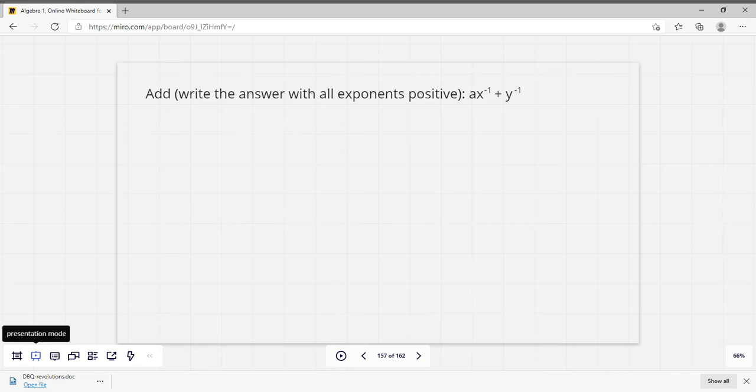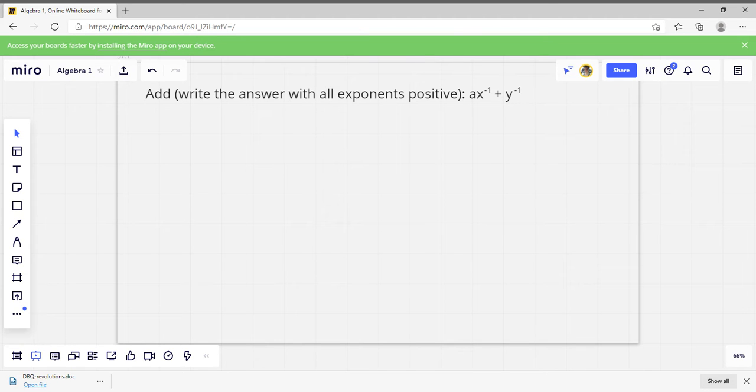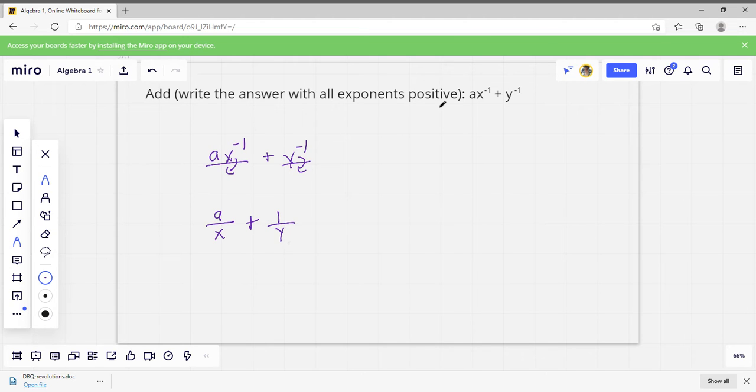Okay, so when we do this, we are going to have to move some of those to the other side of the fraction to get rid of the negative exponent. So I have a x to the negative 1 plus y to the negative 1. First thing I'm going to have to do is get rid of these negative exponents. So I'm going to move this one down to the bottom of the fraction, so I'm going to have a over x. Plus, this one has to be moved down to the bottom of the fraction, so I'm going to have 1 over y.